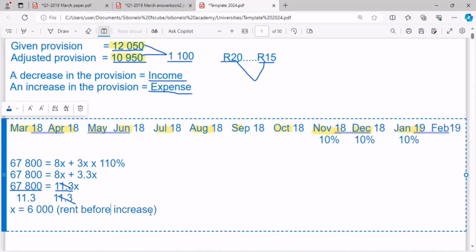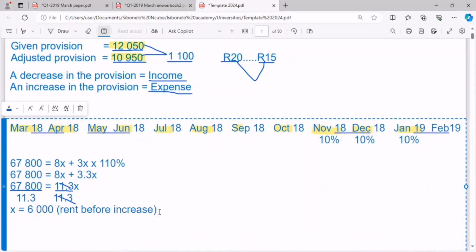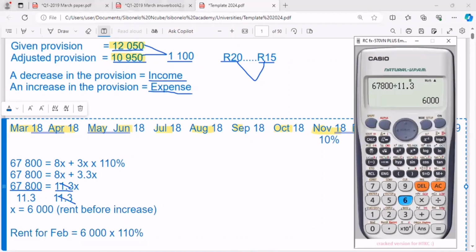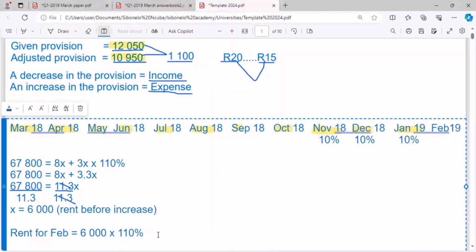So now it's simple, guys. Now we're gonna calculate the rent for Feb. And we know that the rent for Feb should have increased. So the rent before increase is 6,000. So now we multiply this by 110% so that we get the increase. So 6,000 multiplied by 110%. I'm getting 6.6. So the rent for Feb is 6.6.